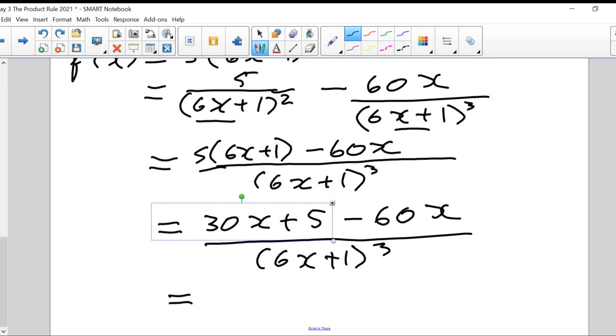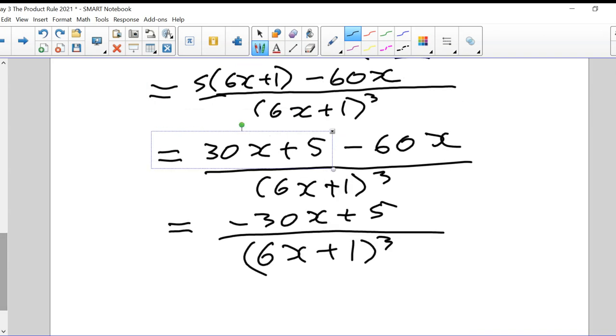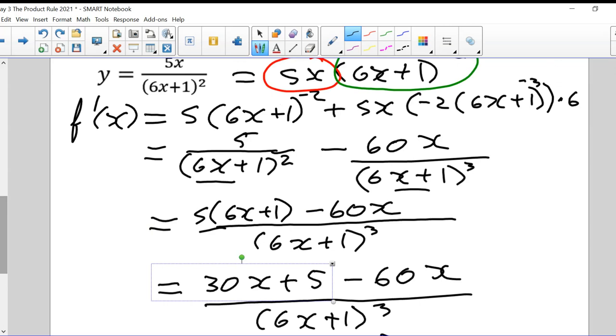And of course, one more little step here, which is to make that minus 30x plus 5 all over 6x plus 1 cubed. My expectation is that on a test, if I asked you to simplify it as much as possible, you would make that last step to get full marks. This format is much more succinct and concise than this answer here. It's not that it's wrong, it's just not as simplified, and that's an expectation that I do have of you.